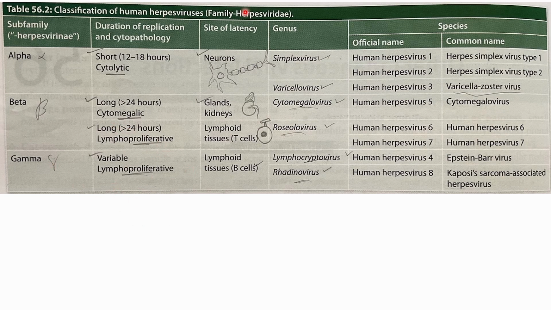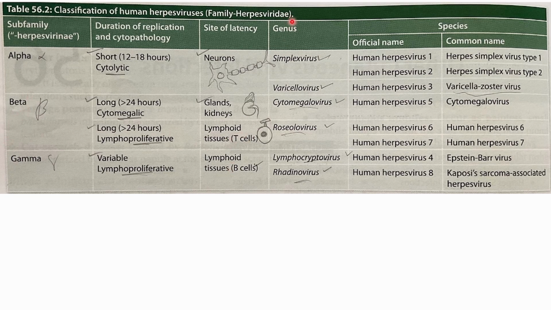Site of latency: in the alpha, the short cytolytic ones are in the neurons. Then the beta ones are in the glands, kidneys, and lymphoid tissues, and the gamma ones are in the lymphoid B tissues. Here we have the T cells, here we have the B cells. Nice, so beta the T, gamma with the B.